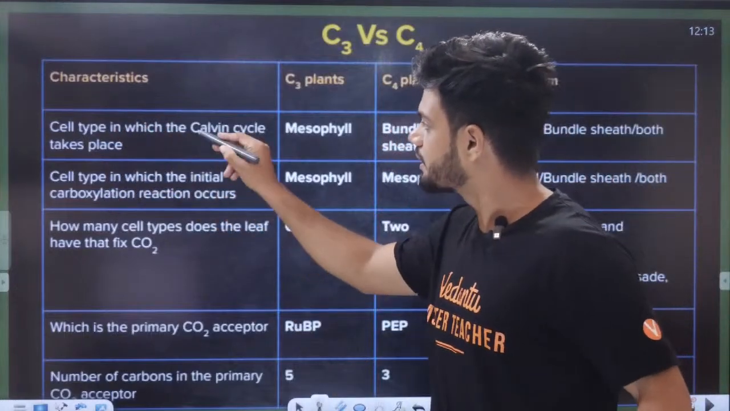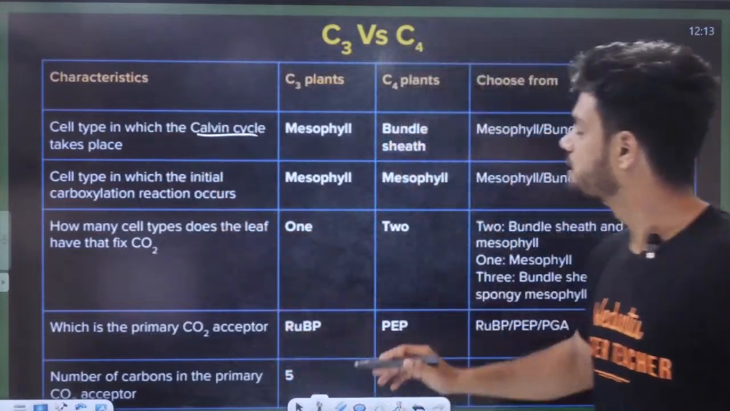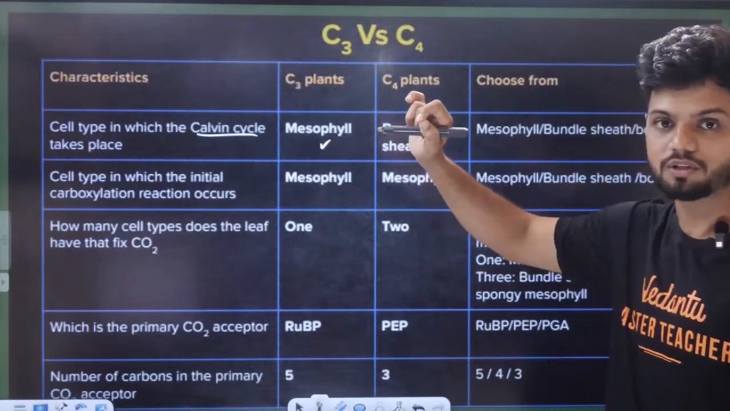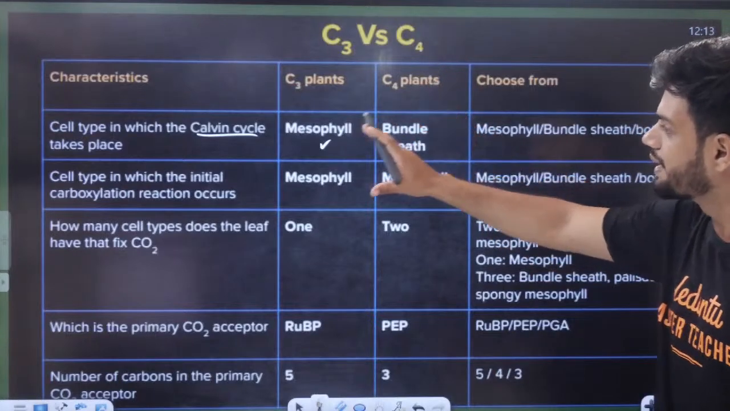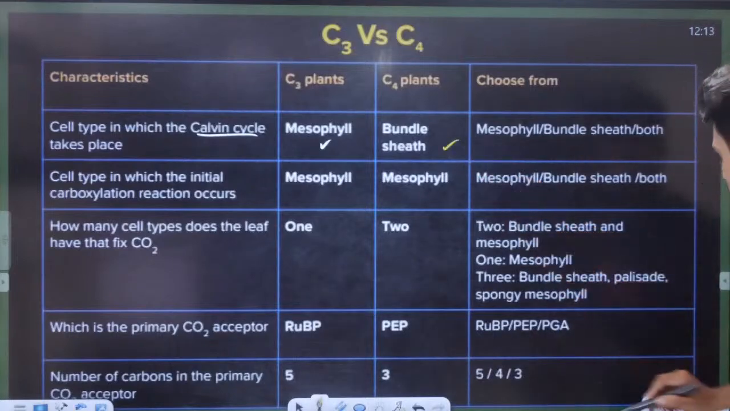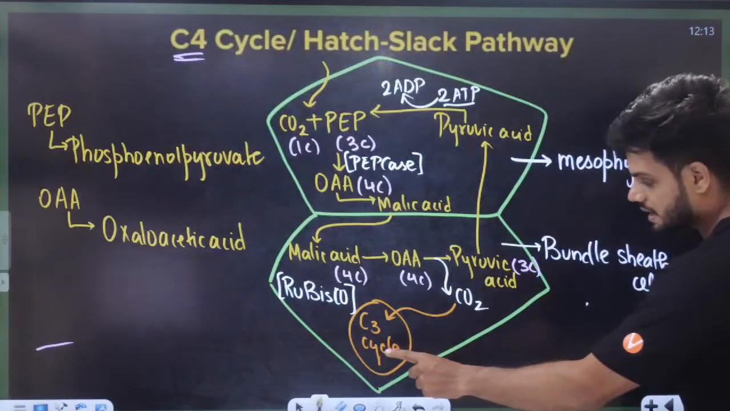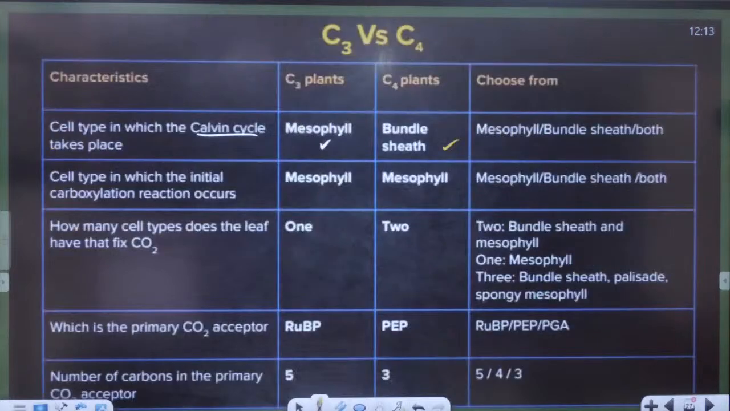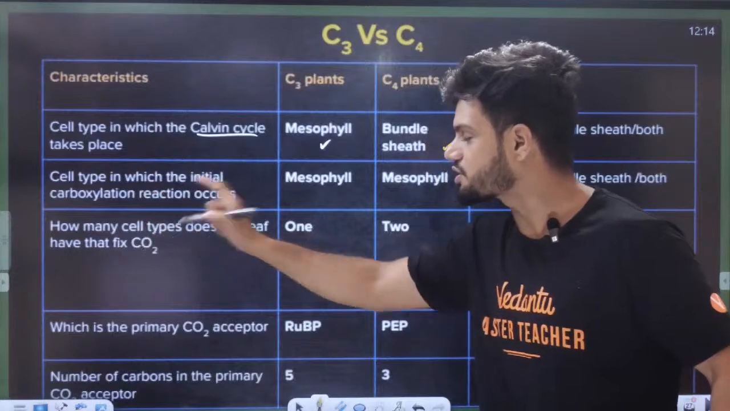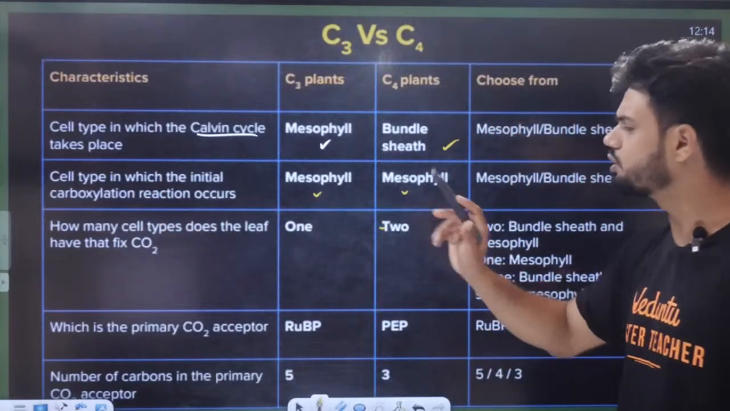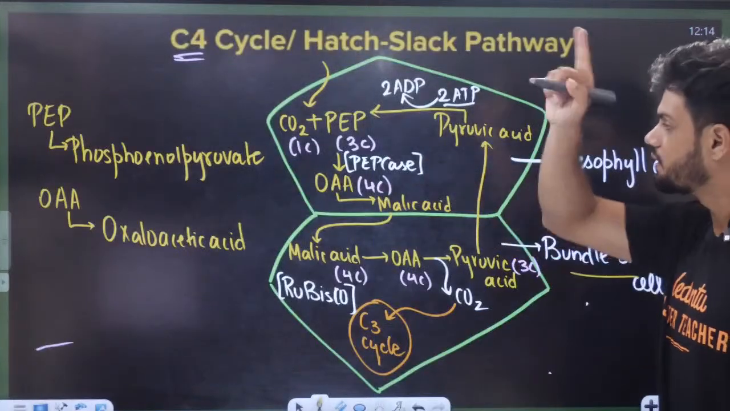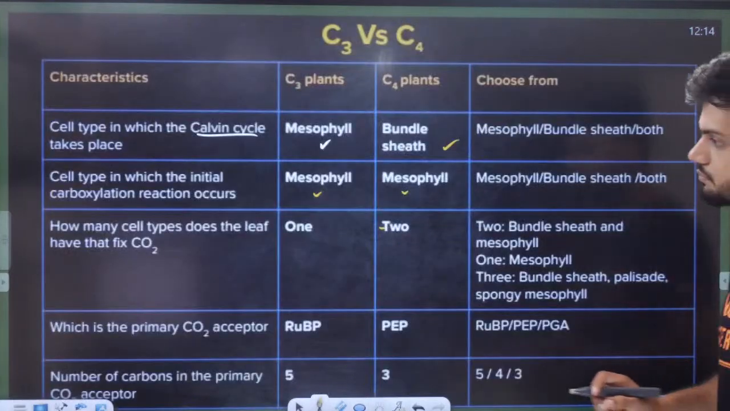Cell type in which the Calvin cycle takes place. In C3, it is the mesophyll cell, because there is only the mesophyll cell. But in the case of C4, the Calvin cycle takes place in the bundle sheath, as we saw here. Cell type in which the initial carboxylation reaction takes place: mesophyll cell in both. Initial carboxylation happens in the mesophyll cell.